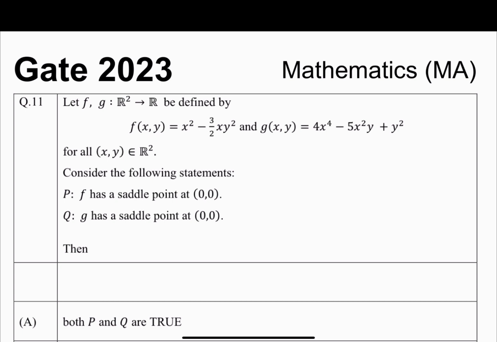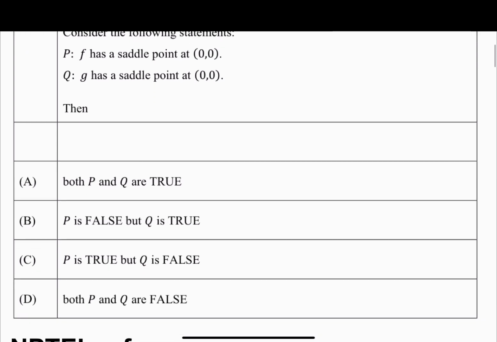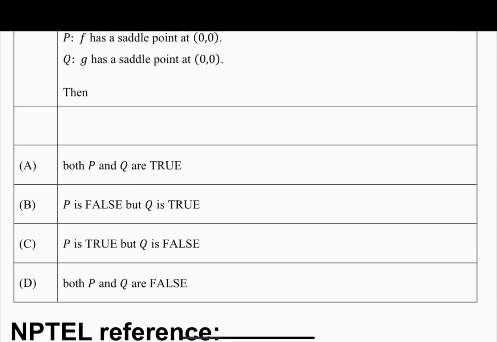Consider these two statements. Statement P says that f has a saddle point at (0, 0), meaning at the origin, and statement Q says that g has a saddle point at (0, 0). Then we have these four options, and we have to check which one is correct.